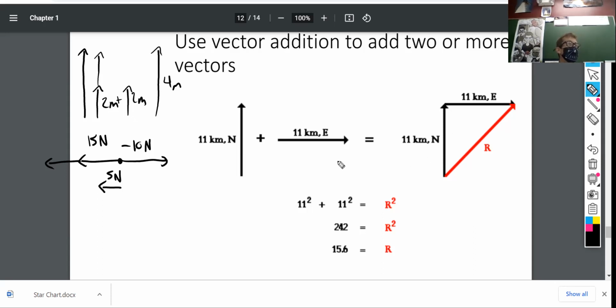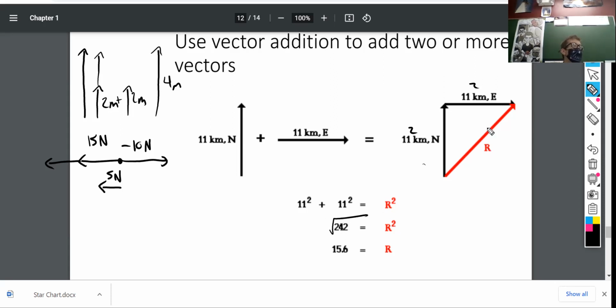This is a little bit harder. What if the vectors go at right angles to each other, like due north and due east? Then you've got to call in Pythagoras' theorem, right? Because then we don't just say 11 plus 11 is 22. We say 11 squared plus 11 squared is equal to the resultant squared. And so the answer is actually the square root of 242, which is 15.6.